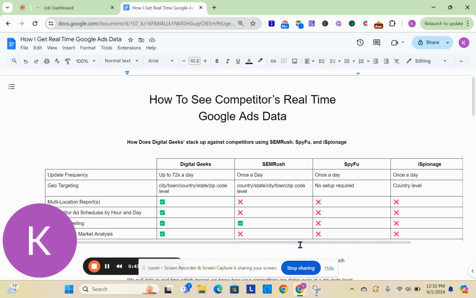Why do we care about the competitors' real-time Google Ads data? Well, someone spending money on Google Ads basically tells you, number one, that they do have money, and number two, that they're looking for more business. By more business, we mean more clients, more sales, more revenue.